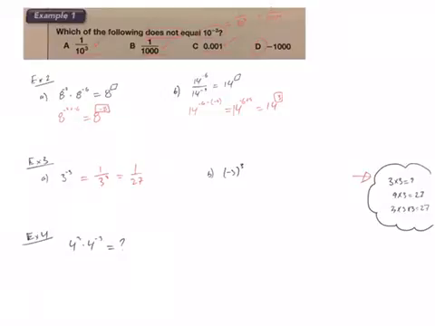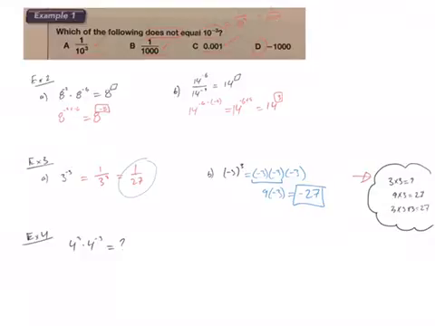Part B is a little bit different. Notice the exponent on this one is the negatives in the exponent here. Here the negative is in the base. Okay, so this one means negative 3 times negative 3 times negative 3. Well, negative 3 times negative 3 is positive 9. Multiply that by the negative 3 is going to give me negative 27.